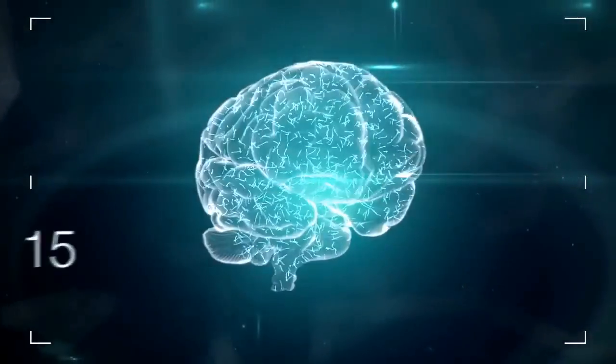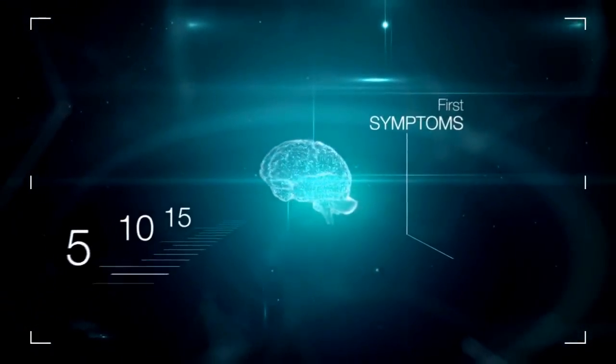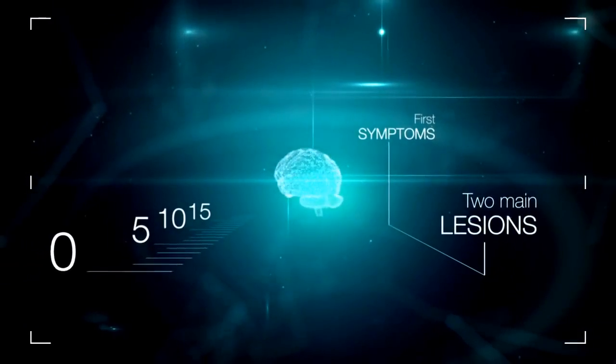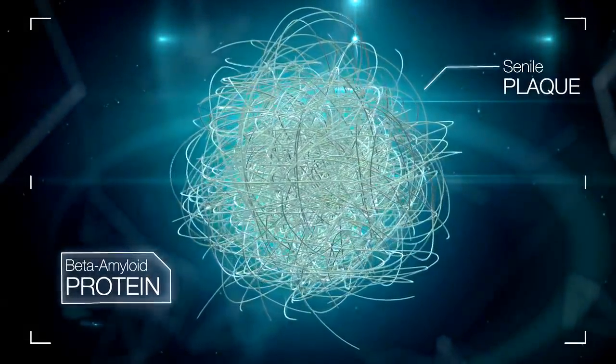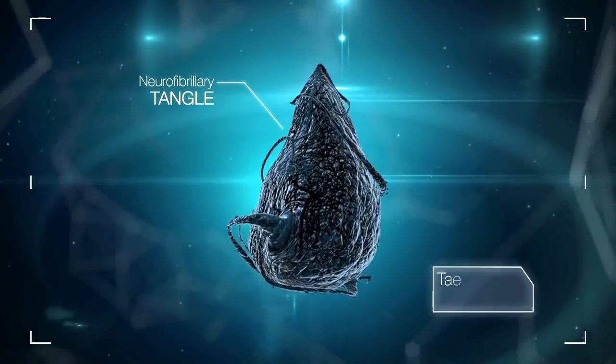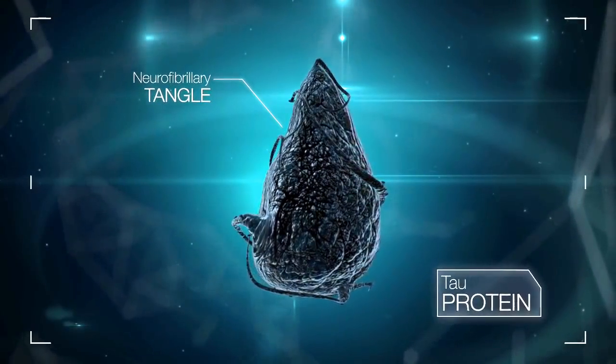In Alzheimer's disease, 10 to 15 years before the appearance of the symptoms, two main lesions form in the brain: senile plaques, composed of amyloid beta protein, and neurofibrillary tangles, composed of tau protein.